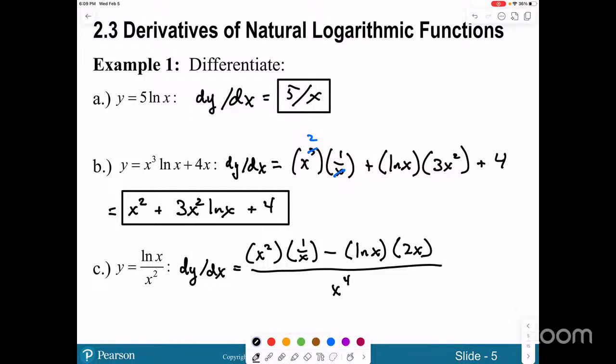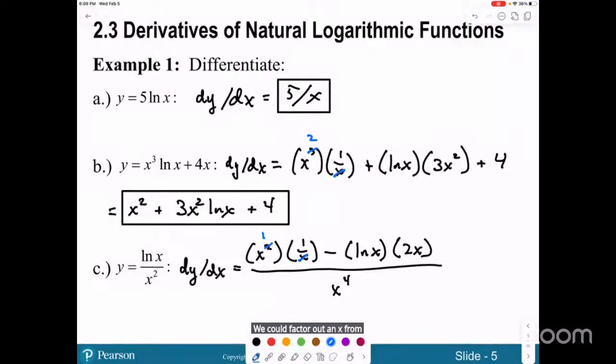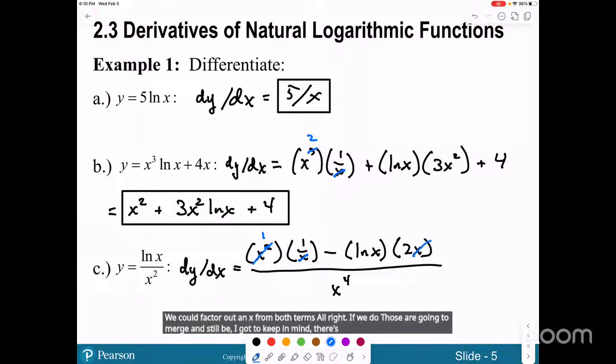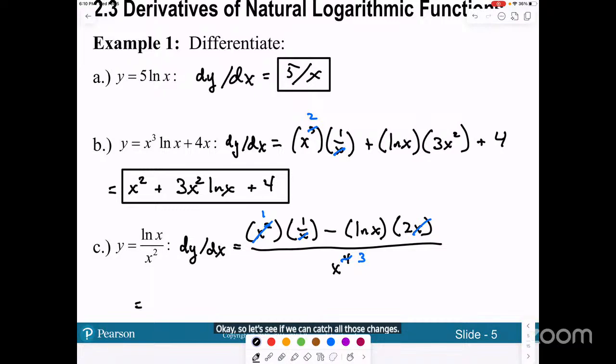Okay, then it's a matter of combining like terms and simplifying. This turns this into a 1. We could factor out an x from both terms, right? If we do, those are going to merge. I have to keep in mind there's going to be a 1 there, and they're going to cancel to turn this into a 3. Okay, so let's see if we can catch all those changes. So then ultimately it looks like we have 1 minus 2 natural log of x over x to the power of 3.